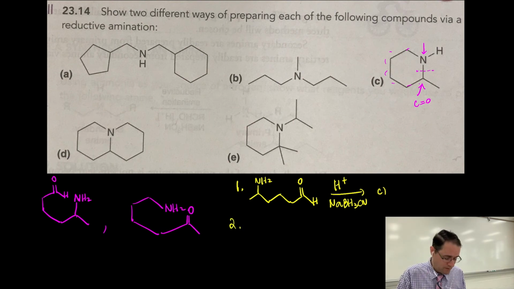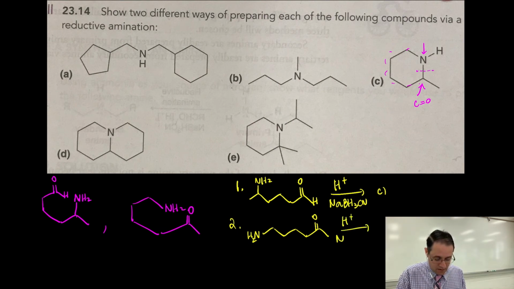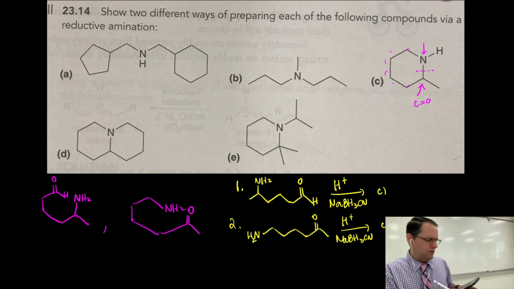Possibility 2 is to take this ketone, this amino ketone, and same kind of thing, H plus, NaBH3CN, and that's going to give you molecule C. All right? You get the idea for the rings now, I hope.